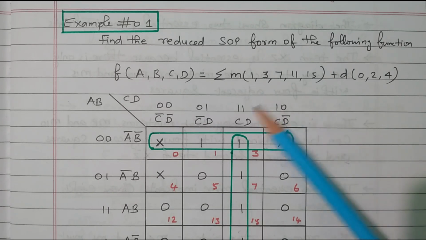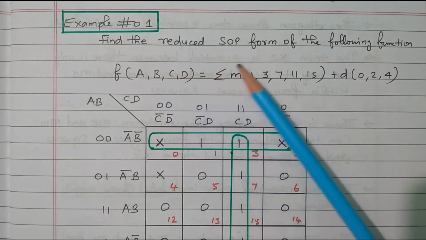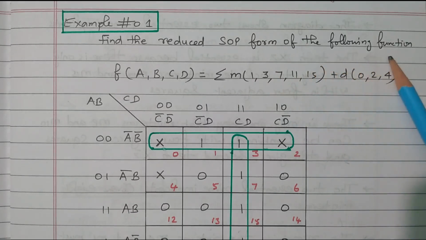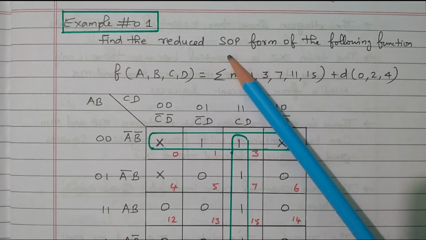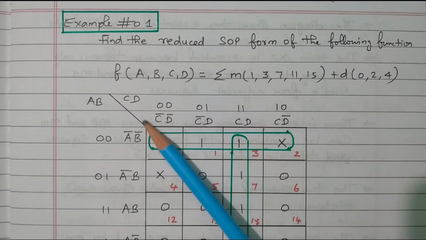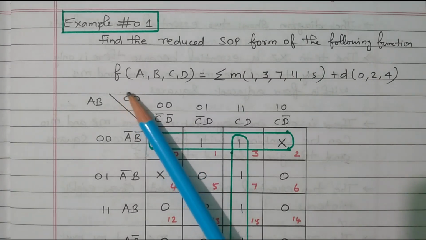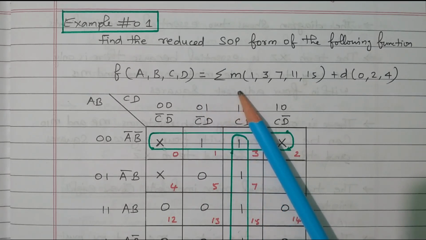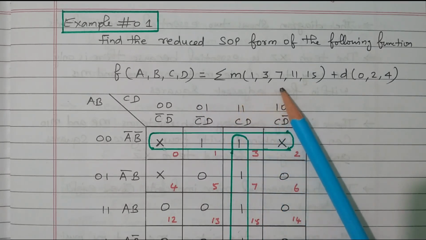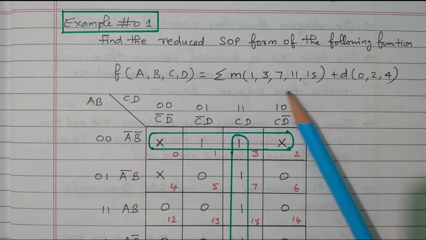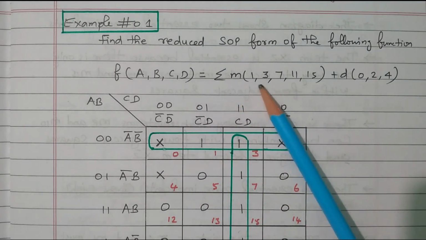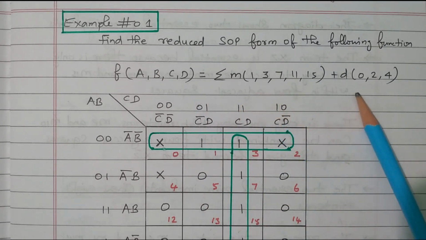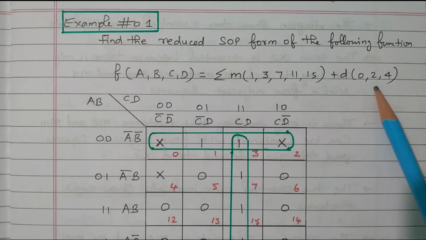Now we'll go to the topic. Find the reduced SOP form of the following function. The function is given in SOP form, sum of product form. The given function is f of A, B, C, D equal to sum of minterms 1, 3, 7, 11, 15. There are 5 terms available. These are called minterms. It also has 3 don't care conditions: 0, 2, 4. There are 3 don't care conditions also available.